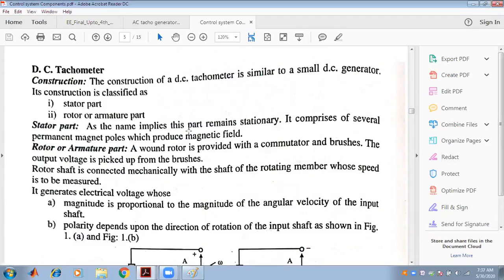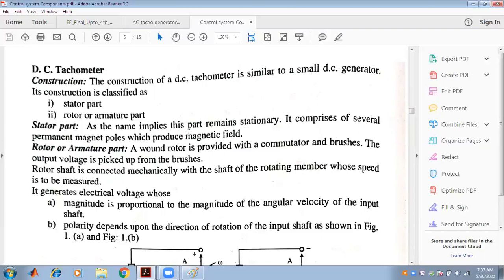A DC generator is generally responsible for converting mechanical energy to electrical energy. So the DC tachometer, or tacho generator, is similar to a small DC generator. It has two parts. One is called the stator part, or the stationary part, and the other is called the rotor part, or the armature part.